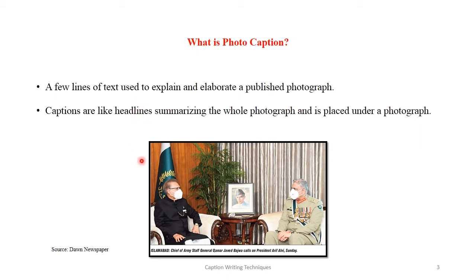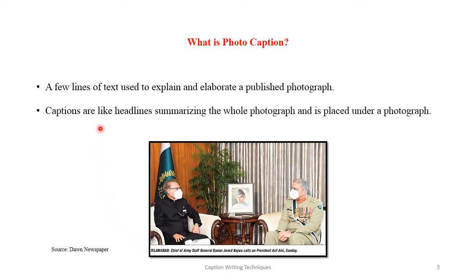Take the example of this very photograph, and the line which is given here. This line explains this photograph in a better way, because I hope that everyone in Pakistan knows both these personalities, the President of Pakistan and the Chief of Army Staff. But if any foreigner sees this photograph, he may not be able to understand who they are. So the caption makes the picture easy and understandable for the readers.